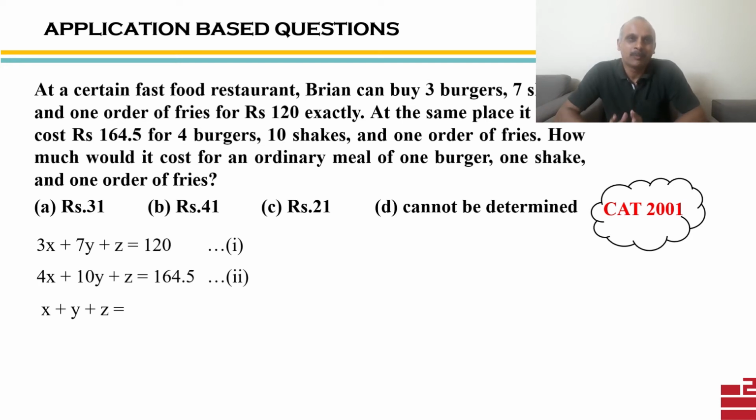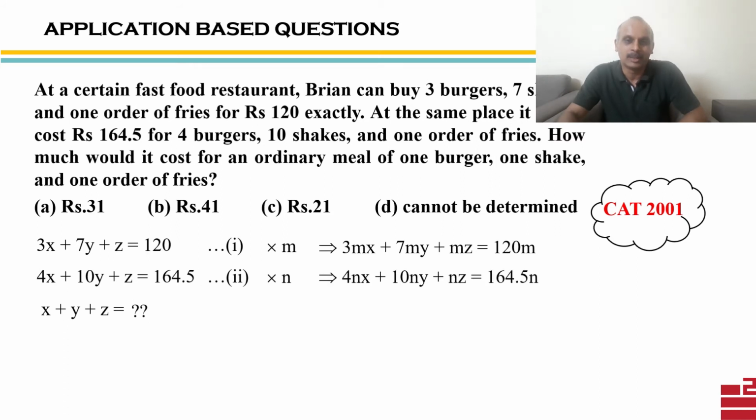So what is a proper way of solving this question? Because maybe if you are trying this and the answer is actually not possible, you will keep on trying, and you will end up wasting 4-5 minutes. We don't have that much time. So what we do is something like this. Let's multiply the first equation by some constant, say m, and the second equation by n. And let us write the equations as this: 3mx plus 7my and so on. Likewise the second equation.